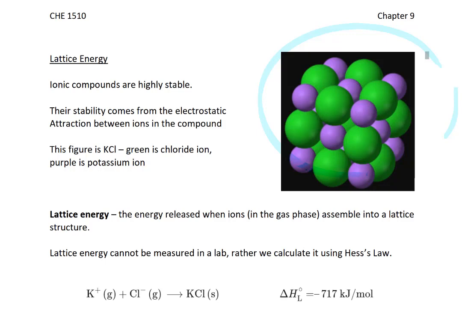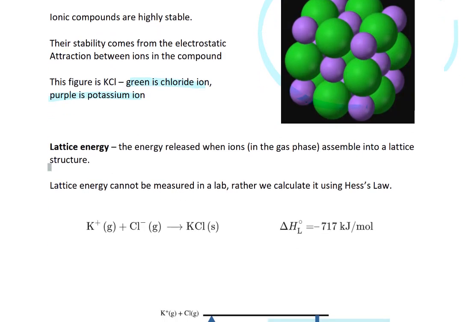So in this figure, the green is the chloride ion and the purple is the potassium ion. And so what we want to talk about is the energy that is released when these ions come together to form solid potassium chloride. And so that energy has a name, and it's called lattice energy.